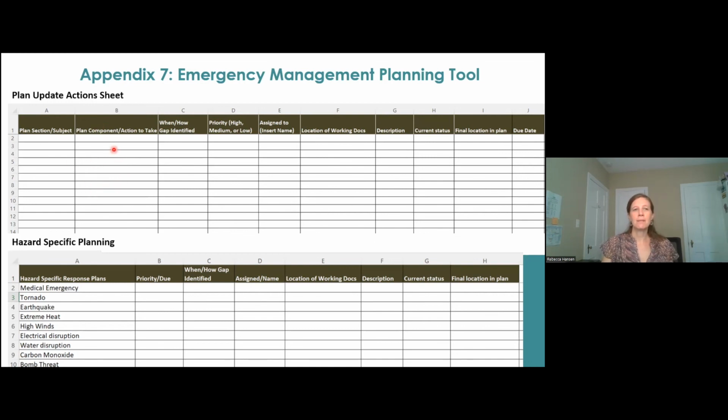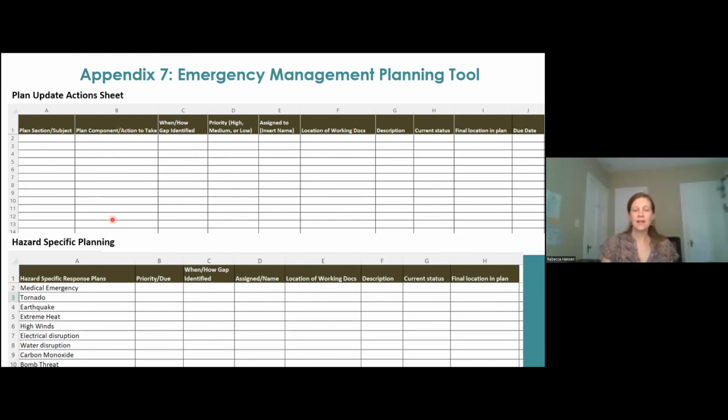If you want to work on your communications plan, your notifications process, or your emergency response team, you can put that in here. You can set the priority, so where you want to spend the time working first. And then you can assign this to someone and put some of the other details in there that will help you get these tasks completed and these improvements made to your program and your plan.